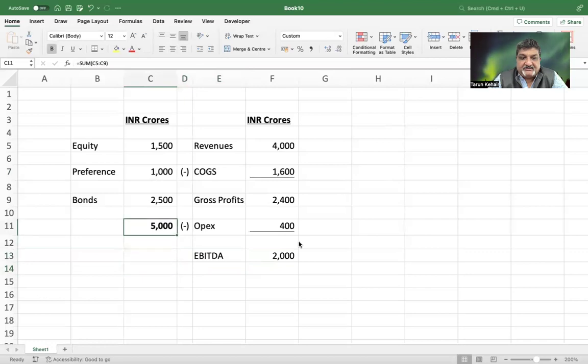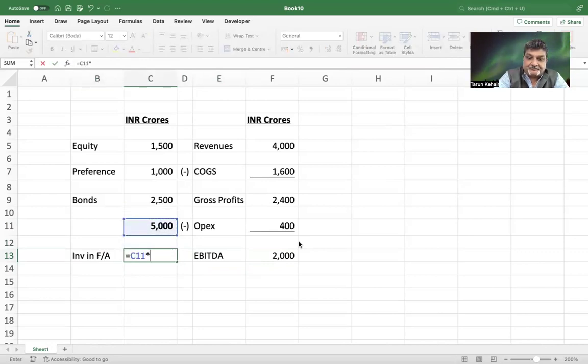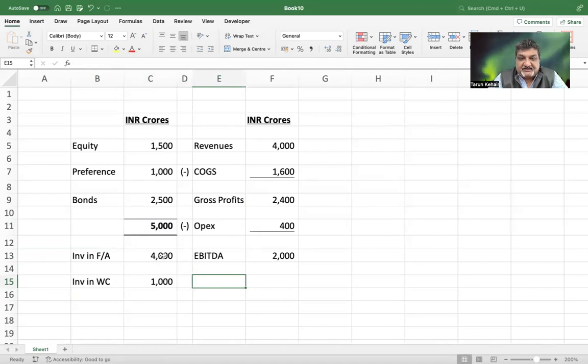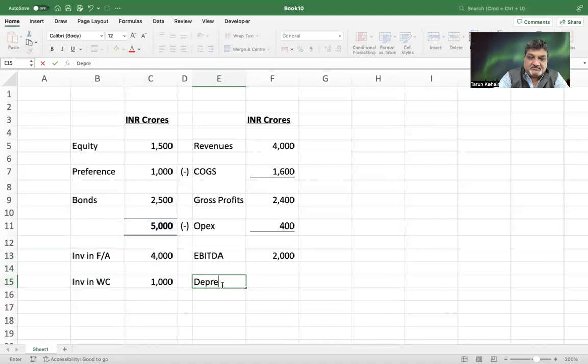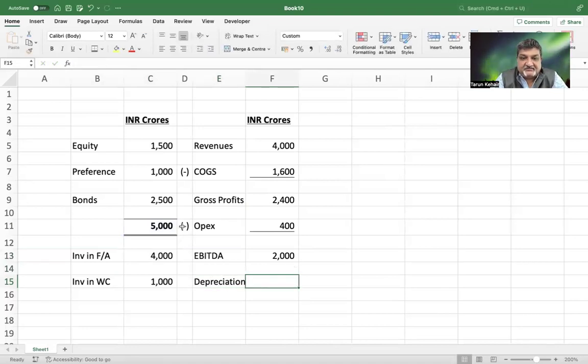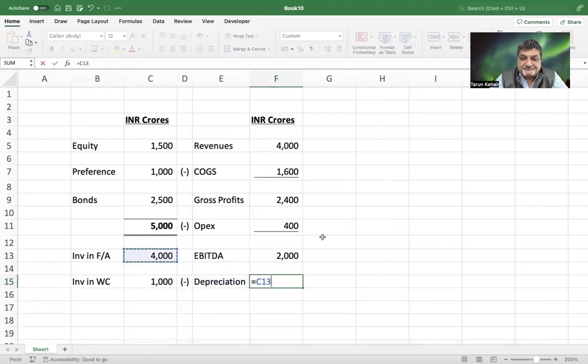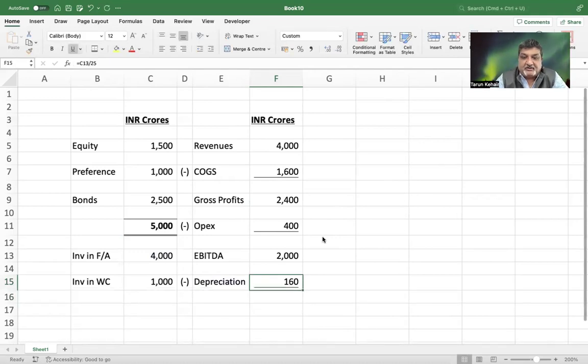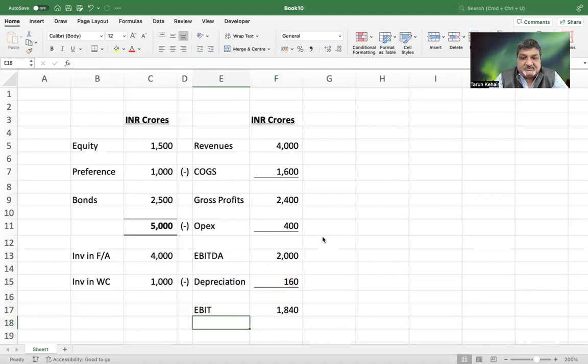Now we'll also assume that of the entire capital employed, 80% was invested in fixed assets. And 20% was in working capital. So that is 1,000 crores. So the investment in fixed assets will lead to depreciation, wear and tear, consequently leading to depreciation costs. Assuming that they have a useful life of 25 years, the depreciation will be 160 crores, which means that our EBIT, which is the operating profit, is 1,840 crores.